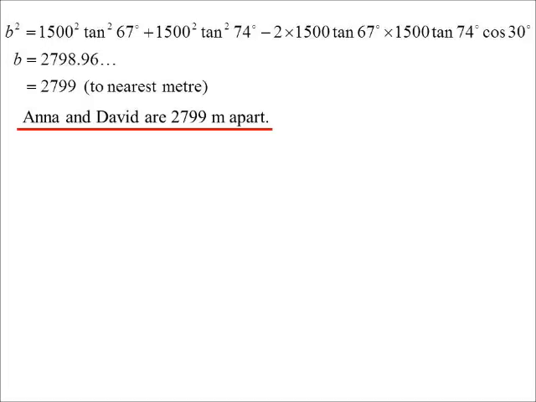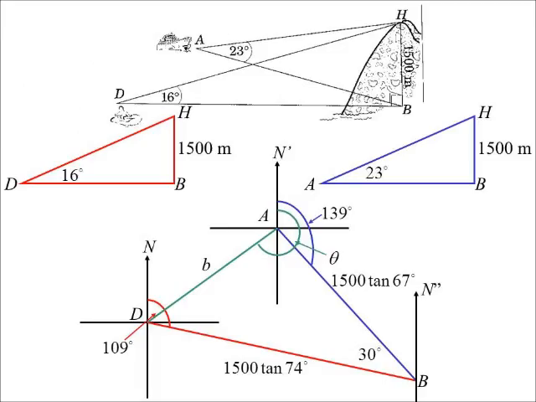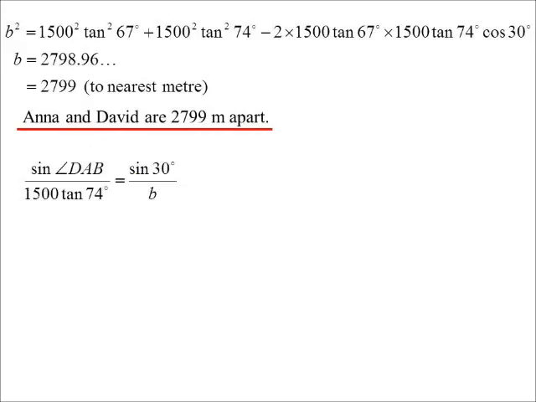You'll remember it also said, find the bearing. So we know how far apart they are. Let's go back to our diagram. We want to find theta. We now have all 3 sides of the triangle. We have one angle as well. I should be able to use the sine rule now to find the angle BAD. So, sine of BAD over 1500 tan 74 will be sine 30 over, well, I've written down B. 2799, remember, is an approximation. I want to use the exact value that I've got stored in my calculator from the previous question. That'll get a more accurate answer.